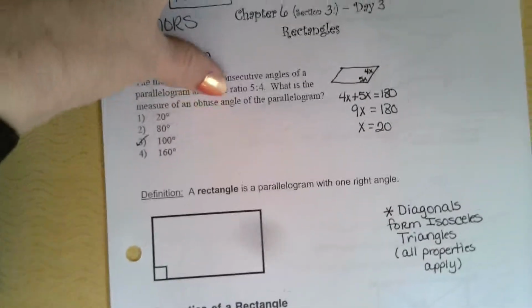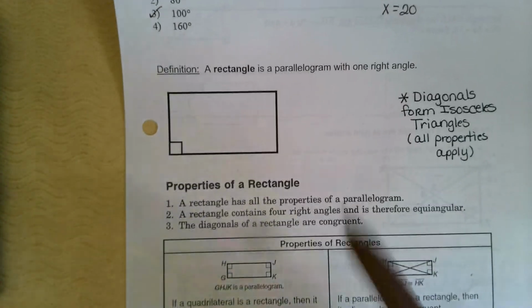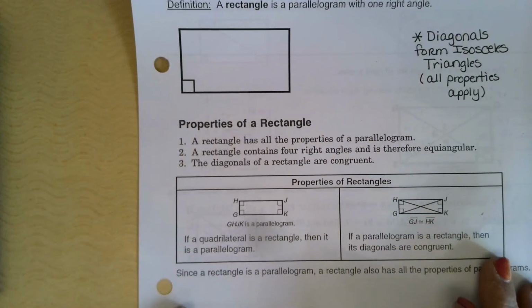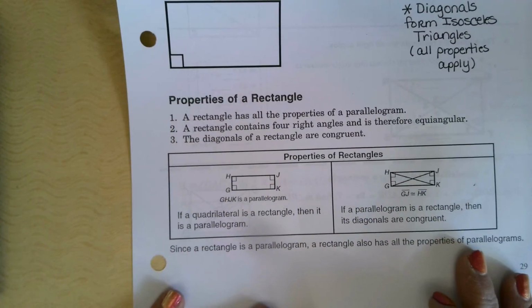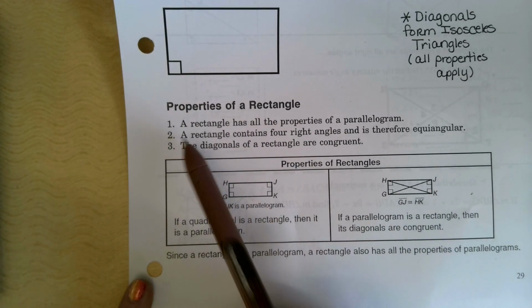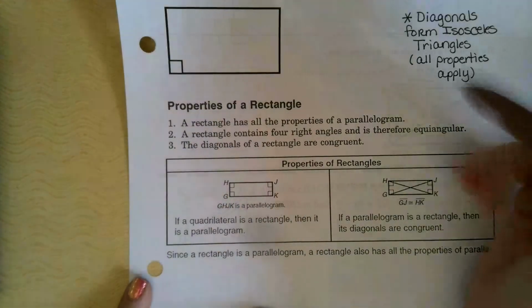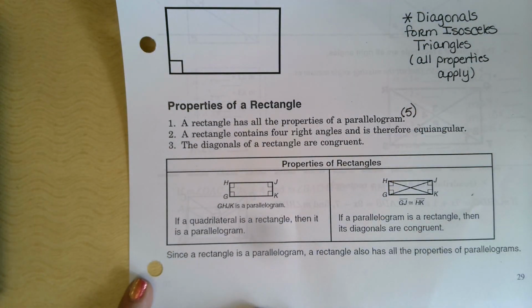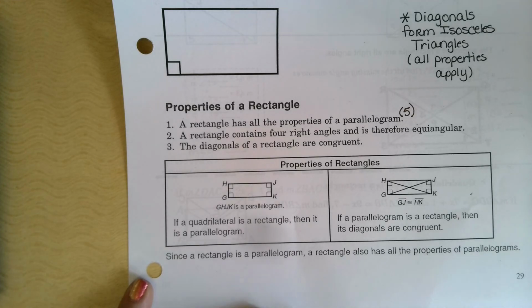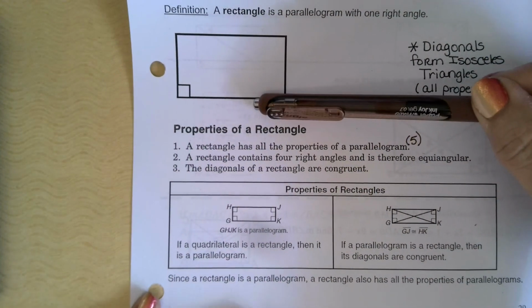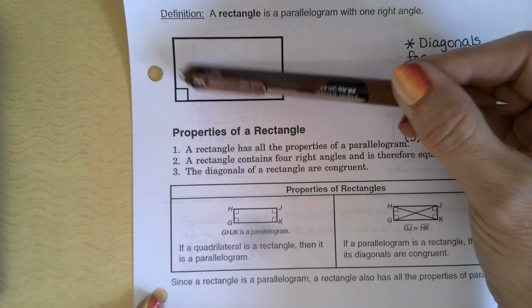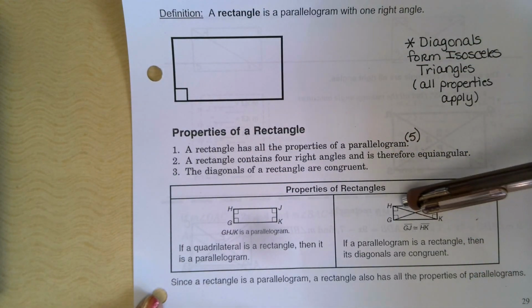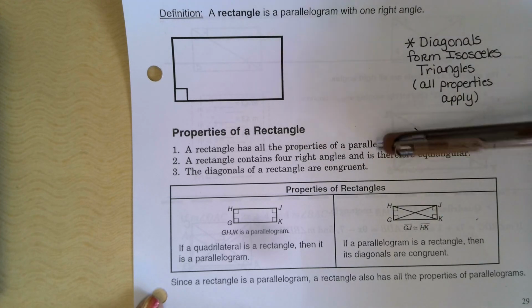Okay, so here's our definition again. A rectangle is a parallelogram with 1 right angle, and I told you why the others are automatically right. Okay, so properties of a rectangle. A rectangle has all the properties of a parallelogram. Remember, that's 5 things you have to know about a rectangle right off the bat. That means opposite sides are parallel. If they're parallel, we have consecutive interior angles. If the diagonals are drawn, then we have alternate interior angles. Okay, so you got to remember that.